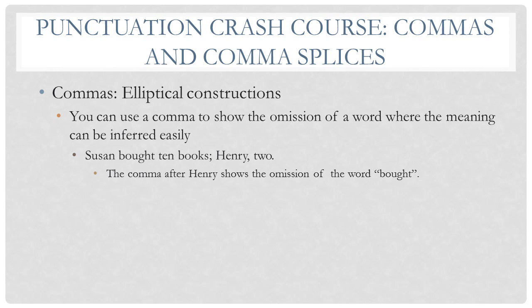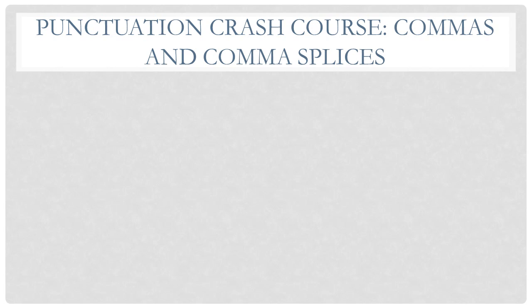Now on to the biggest mistake that students make in their use of commas. And that would be what's called a comma splice. A comma splice is when only a comma is used to separate two independent clauses. So before, remember we said if we have two independent clauses, we need a comma and a conjunction. Lots of students like to use a comma without a conjunction.